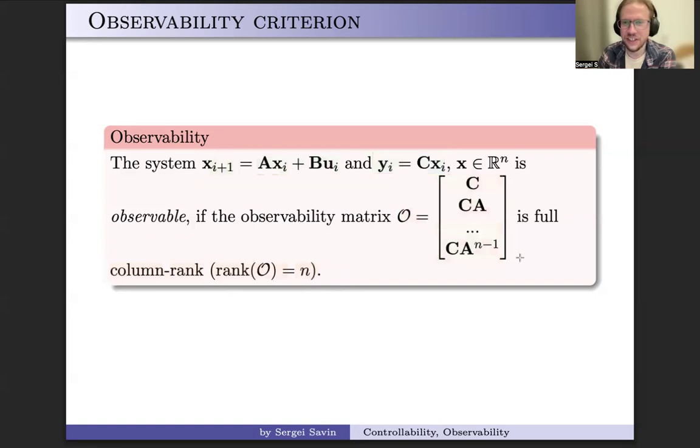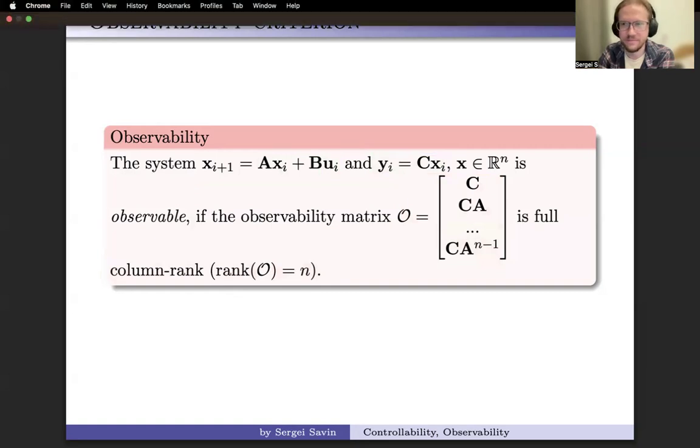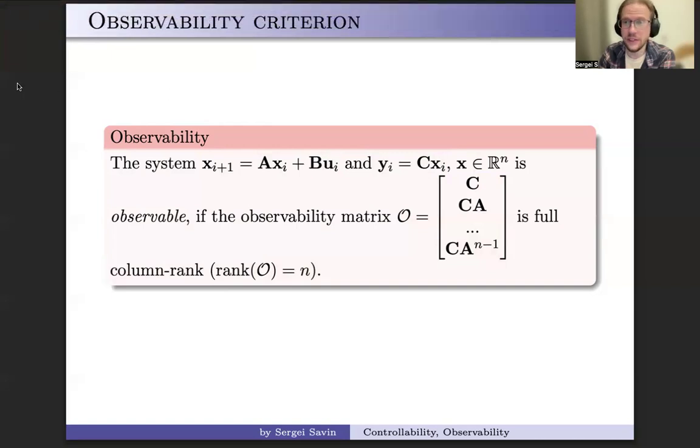Okay, so this is the definition of observability. Now, what it implies, remember, is that we can observe the system. We can find such an observer gain that would get us information about the system, right? Okay, all right.